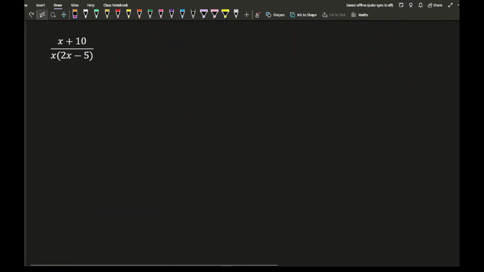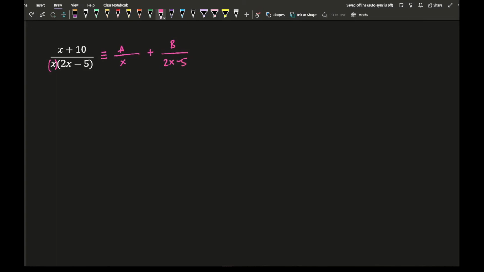Let's try a second example. So here I haven't got a second bracket, or first bracket in this case, but it's still going to produce a quadratic. So what I can do is just put a bracket around there. Again, I'm going to make this equal to a over x plus b over 2x minus 5. So doing all the substitutions and taking the denominator over to the side, I get x plus 10 equals a lots of the other denominator, which is 2x minus 5, plus b lots of the other denominator, which is x. Like cross multiplying, but technically not.